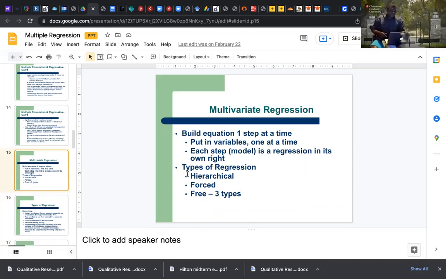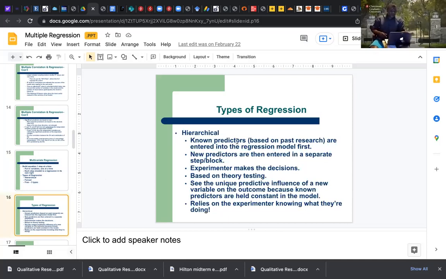Types of regression: hierarchical first. In hierarchical regression, known predictors are based on past research, so you put them in a hierarchy and enter them into the regression model first. Key known predictors are entered first in the model. New predictors are then entered in a separate step or block. The experimenter makes the decision based on theory testing. You see the unique predictive influence of the new variables on the outcome, because the known predictors are held constant in the model. So it relies on the experimenter knowing what they are doing.